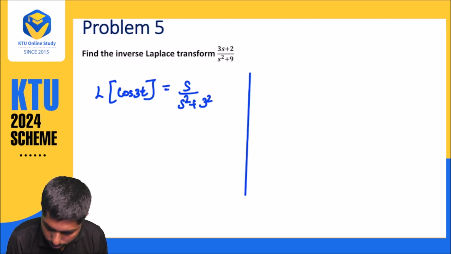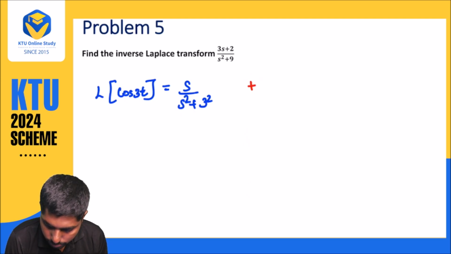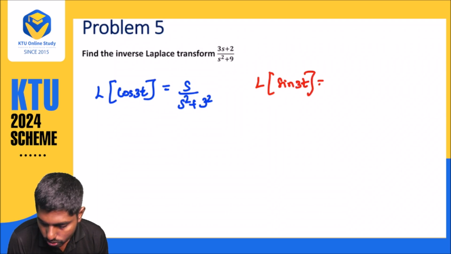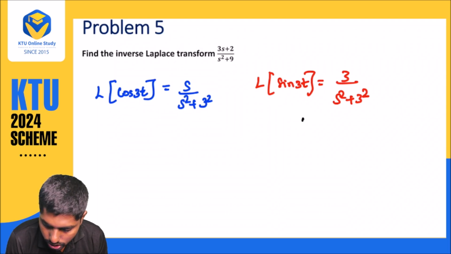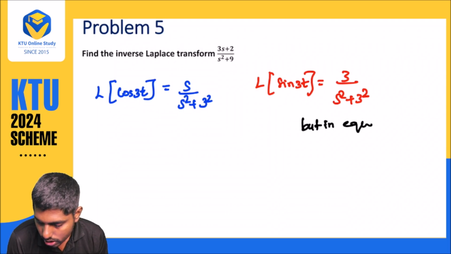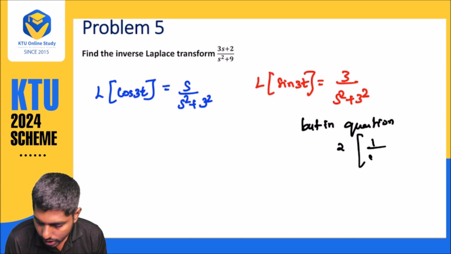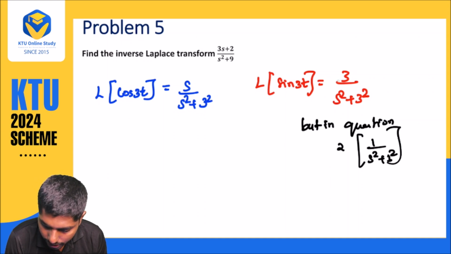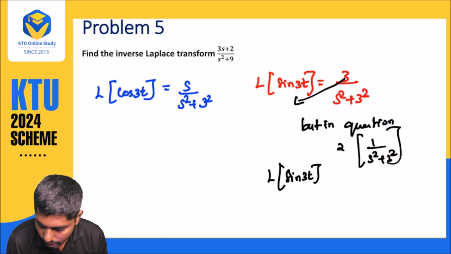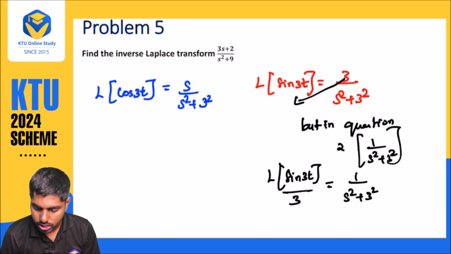Similarly, here we are getting L of sin 3t is equal to 3 divided by x square plus 3 square. But in the question, it is 2 into 1 divided by x square plus 3 square. So I am taking this 3 to this direction. So it will become L of sin 3t divided by 3 is equal to 1 divided by x square plus 3 square. So this is the thing we are getting.